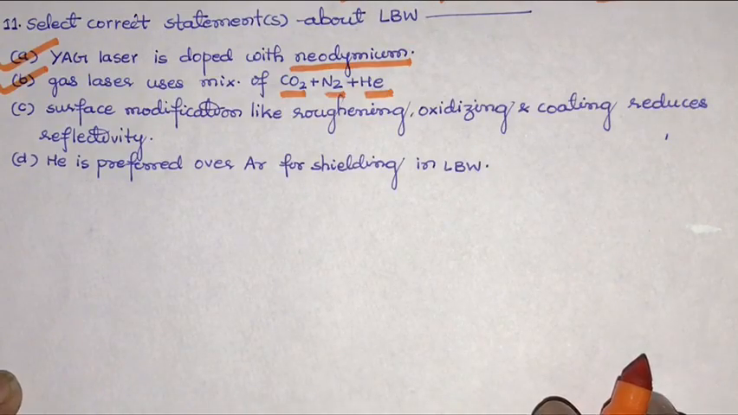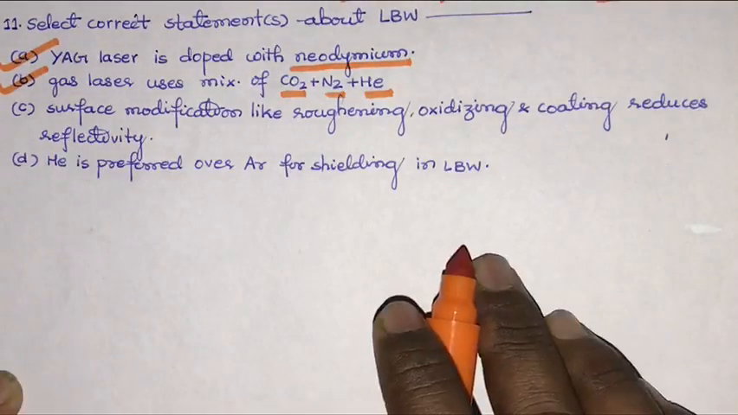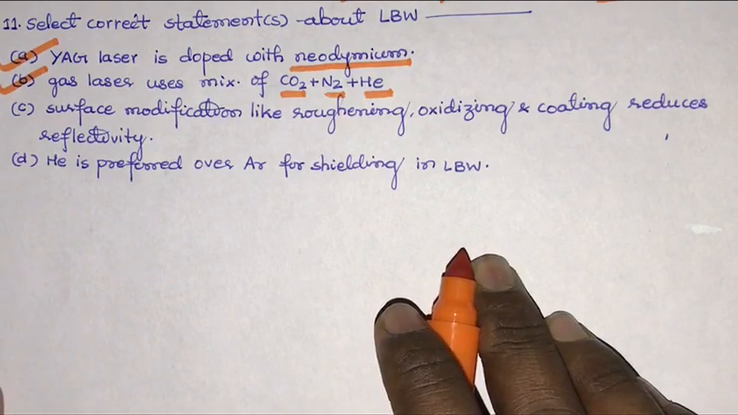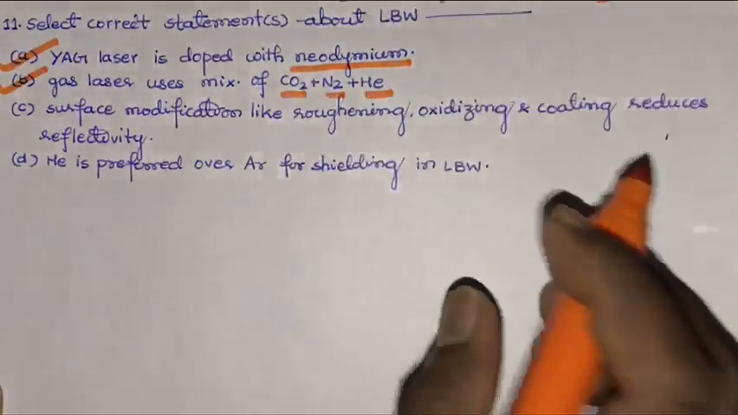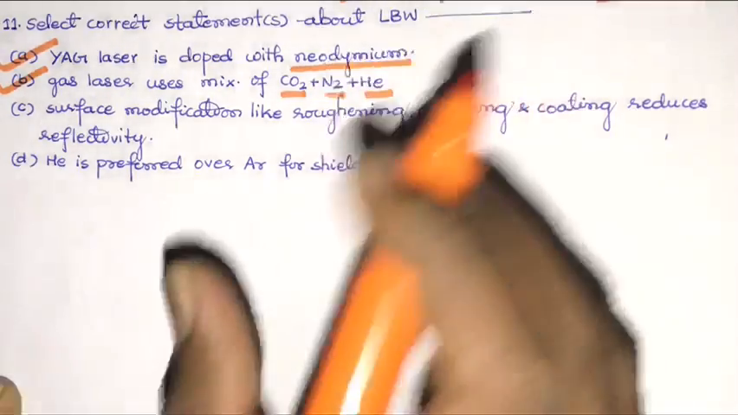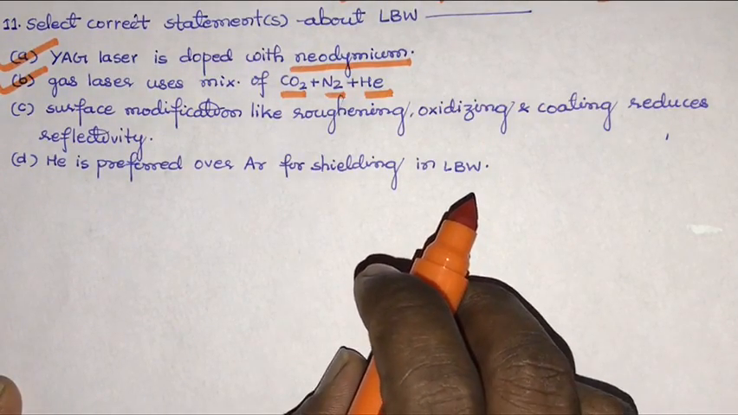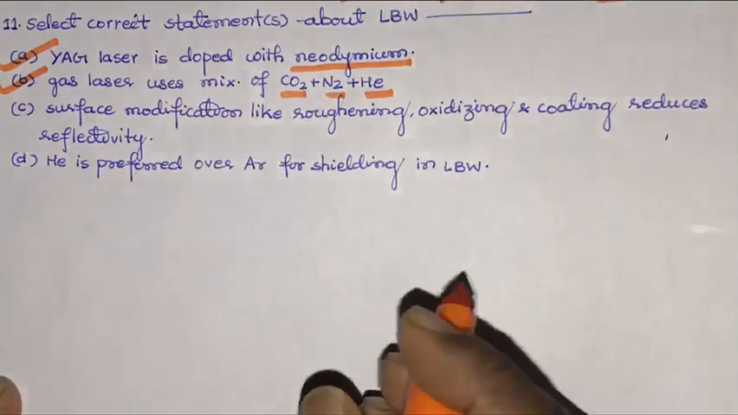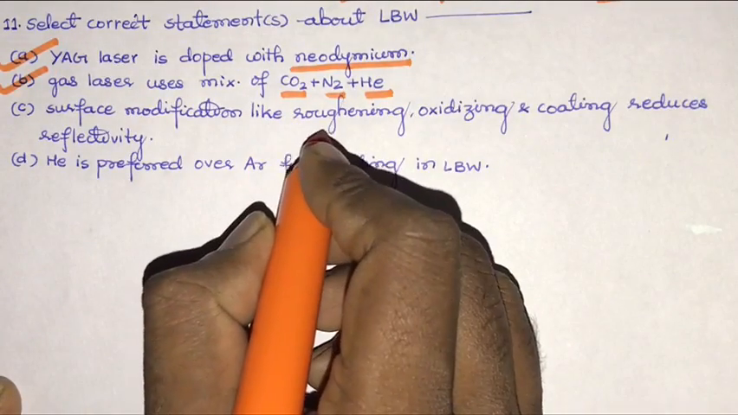Surface modification like roughening, oxidizing and coating reduces reflectivity. Okay, reflectivity. So in laser beam welding, reflectivity is a major problem. If the metal surface is shiny in nature, it can reflect the laser beam. So in laser beam welding, reflectivity is one of the problems here.